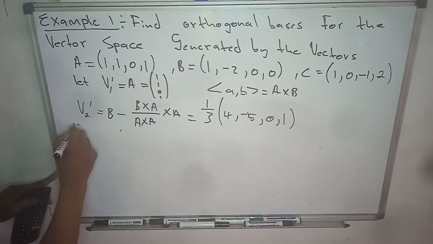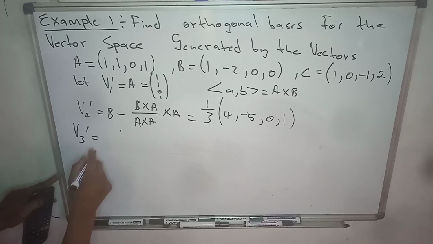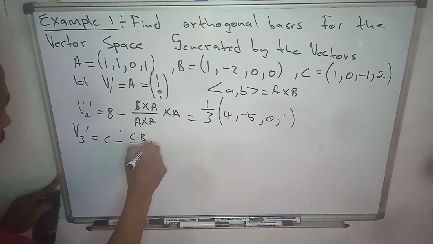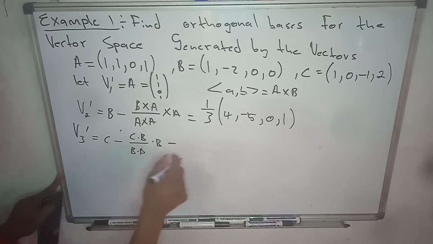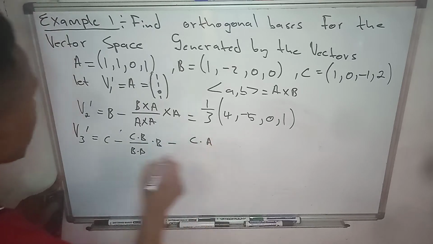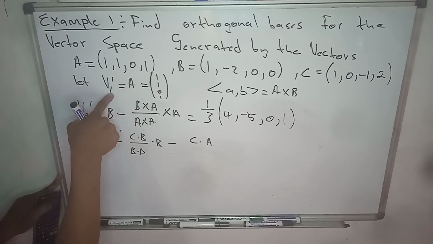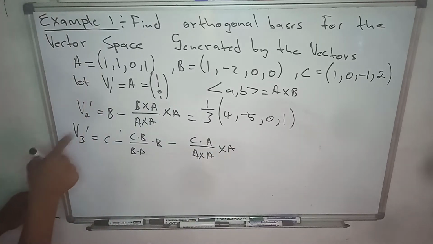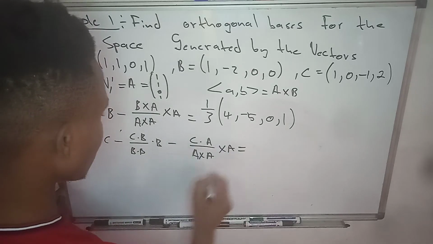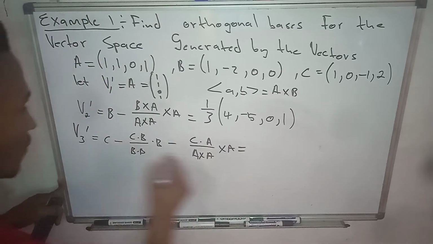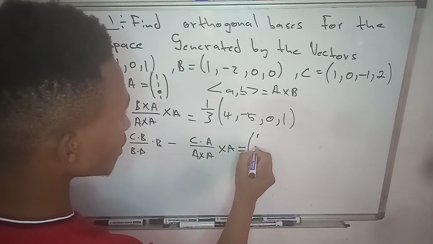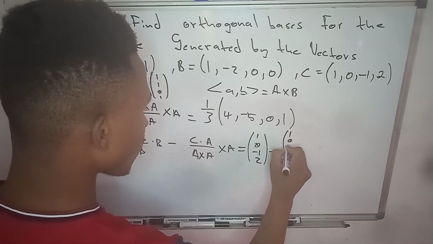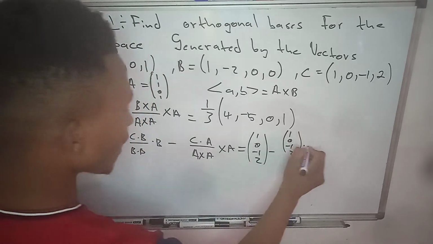So for V3 prime, we are going to say that it is C minus C multiplied by B over B multiplied by B, times B, minus again C multiplied by A over A times A, times A, which is V1 prime. So this is V3. And this one will be for C. But what is our C? Our C is 1, 0, minus 1 and 2. Minus, what is our C again? 1, 0, minus 1 and 2, according to our formula, multiplied by B.